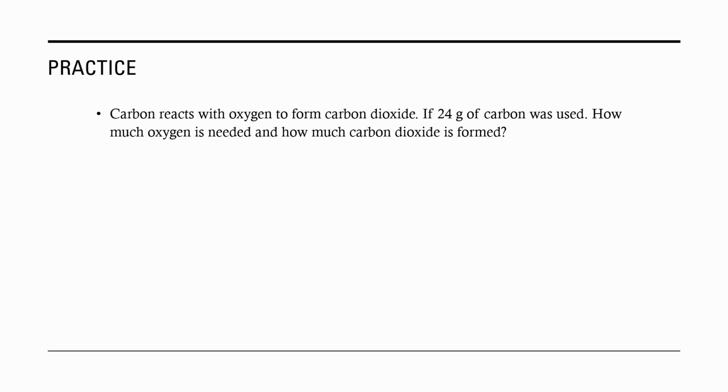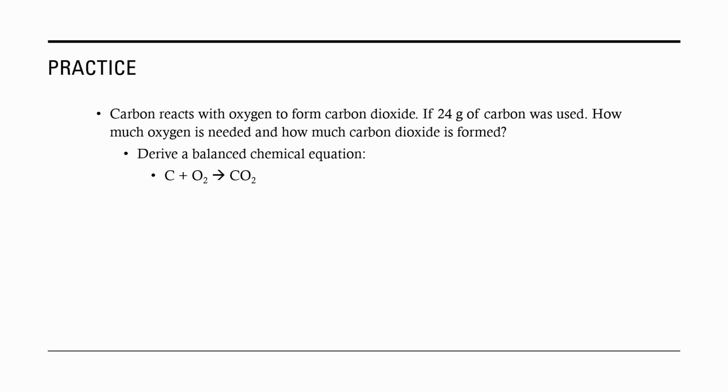Let's go over this question and let's see step by step how to work out how much oxygen is needed and how much carbon dioxide is formed. Now, the first thing we need to do is to get a balanced chemical equation. So in this equation, we have one carbon atom reacting with one oxygen molecule to produce one molecule of CO2. So the coefficients here are all 1, 1, and 1.